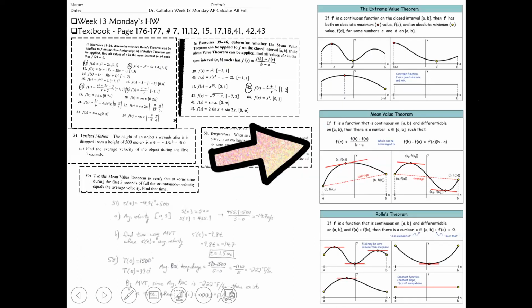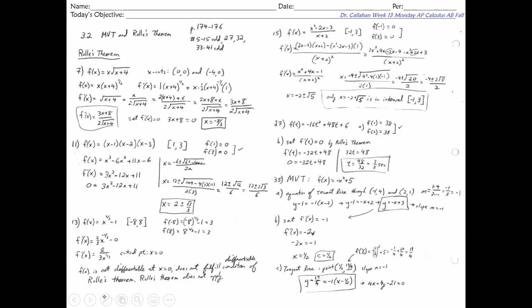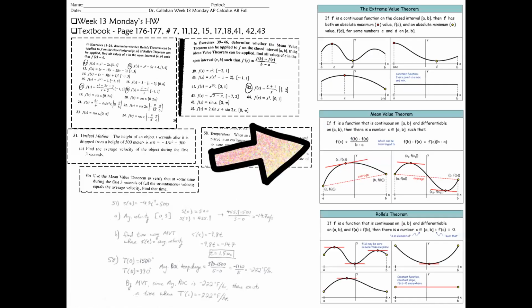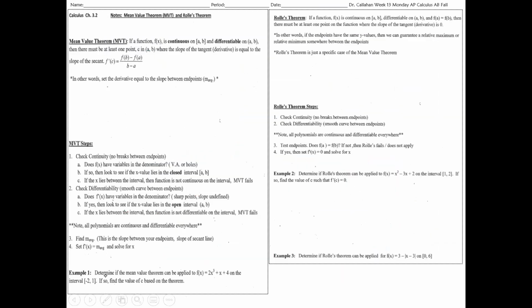What I want you to do is take a moment and read the differences between the mean value theorem and Rolle's theorem. Take a look at the diagram, and try to make sense of how the diagram is matched to the formula itself. Then take a look at the next step of the guided notes, which is this page right here. Here's the mean value theorem, and here's Rolle's theorem. You have all the steps given to you, so take a look at the steps.